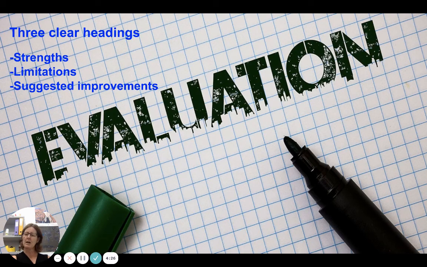Now for me, I think you should have 3 clear headings here. This will help you structure and maybe guide you on how you could get the 3 marks potentially. So the strengths of your study in terms of the methods of data collection, the limitations perhaps, and suggested improvements as you go through this.